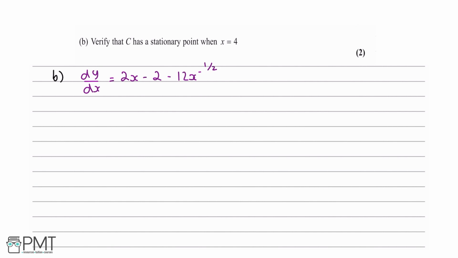Part B is asking us to verify that C has a stationary point when x equals 4. So a stationary point is when dy by dx at a certain x value equals 0. So what we need to do is test whether dy by dx at x equals 4 is 0.